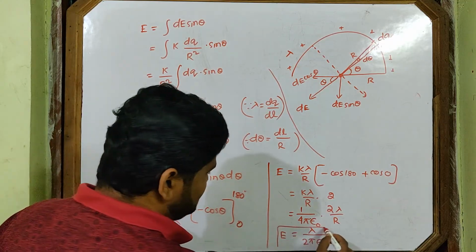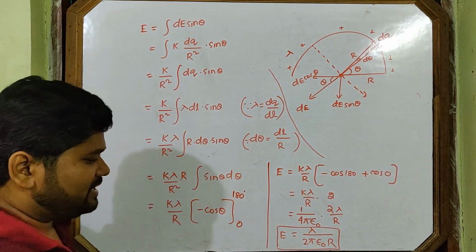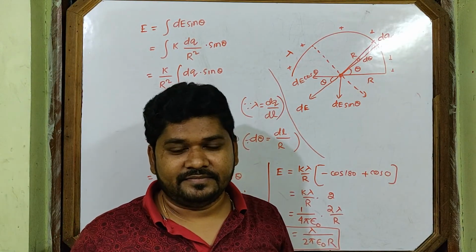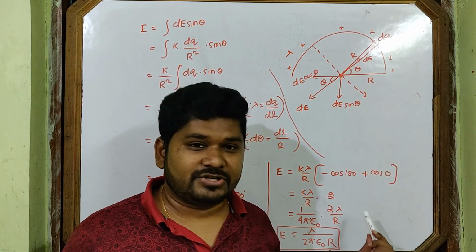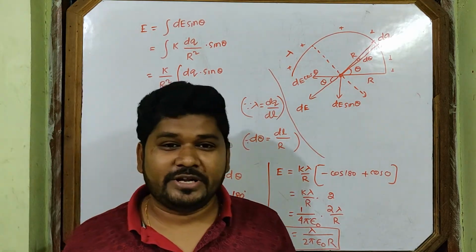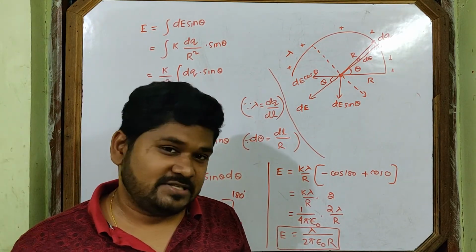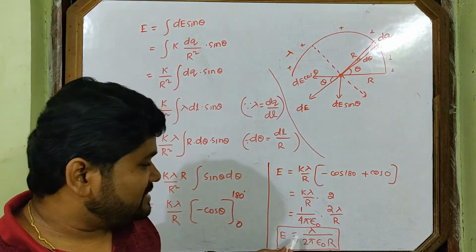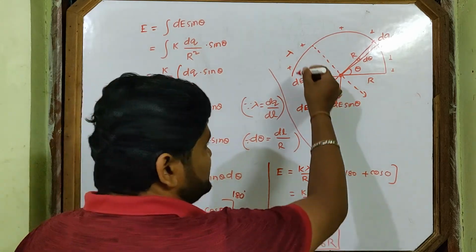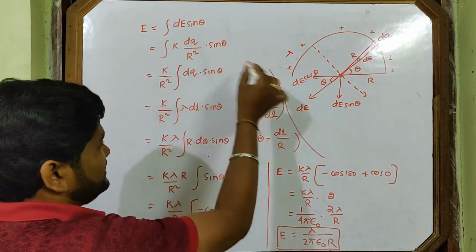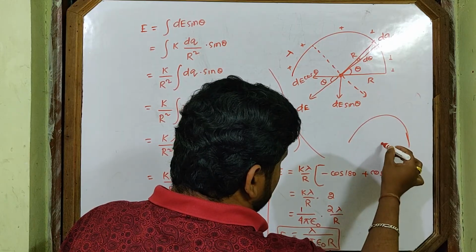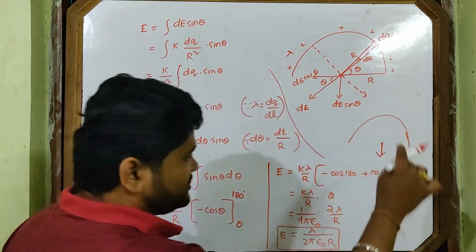So this expression is the electric field due to a charged arc. It is exactly similar to the electric field due to an infinite line charge. And where is the direction of the electric field? If this is the arc, the resultant electric field is along dE sin theta, meaning in this direction.